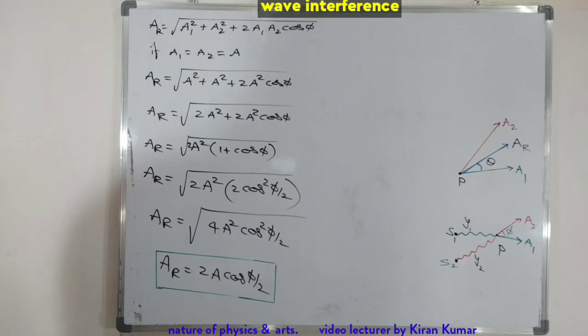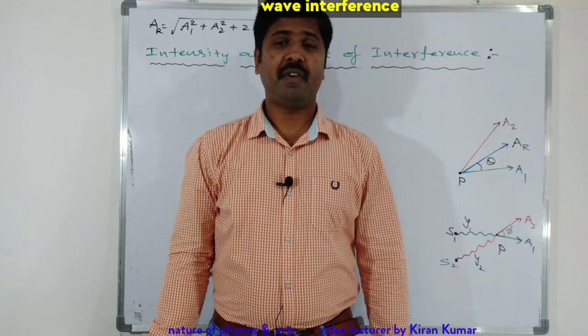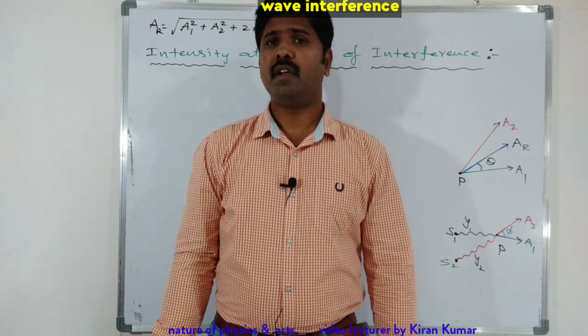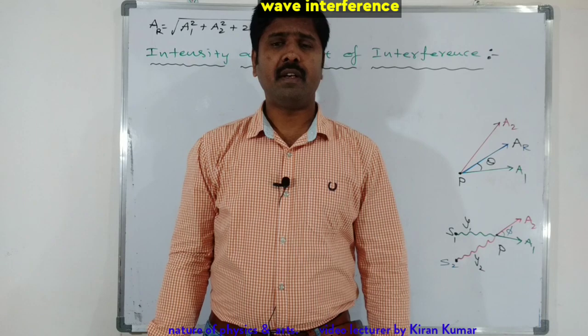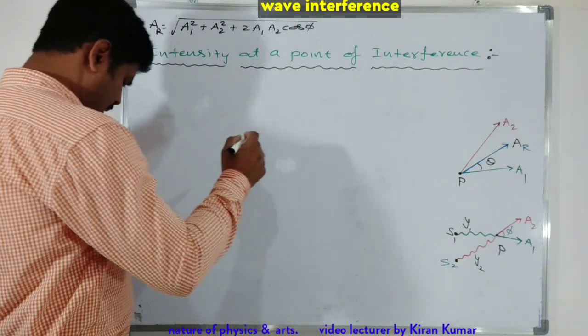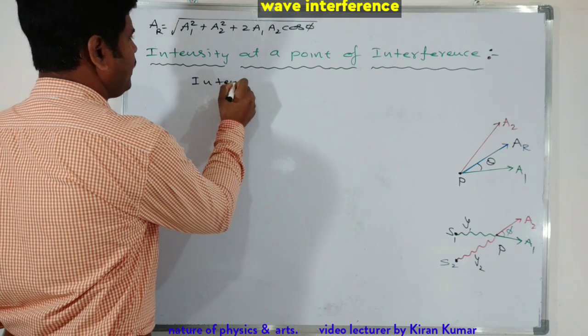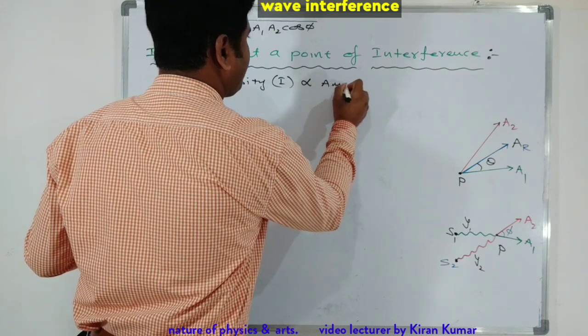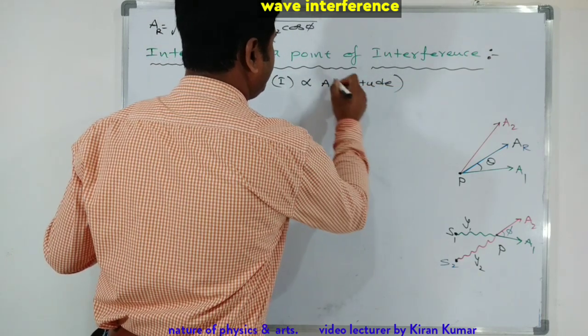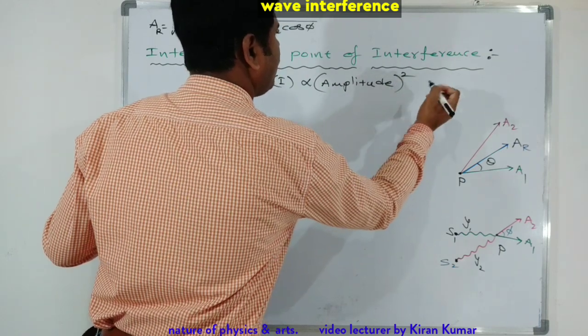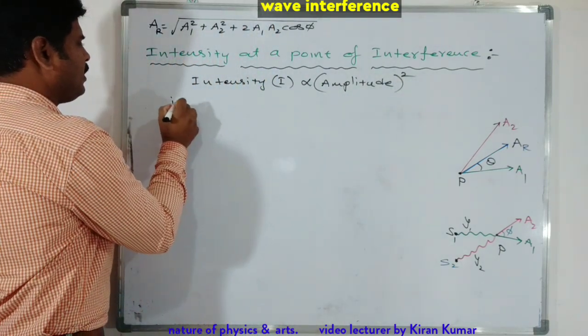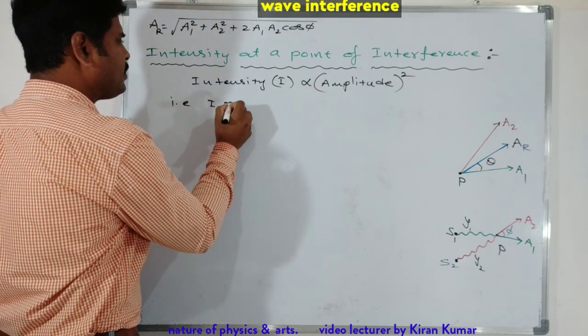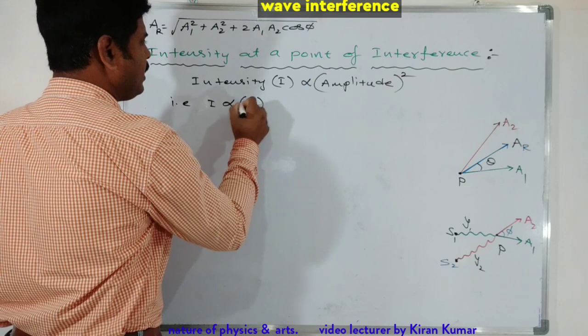Please copy this. Intensity at a point of interference. See, already we did in one video the relation between the intensity and amplitude. So here intensity I is directly proportional to the amplitude square. Okay, so then we can write simply that I is directly proportional to A square.